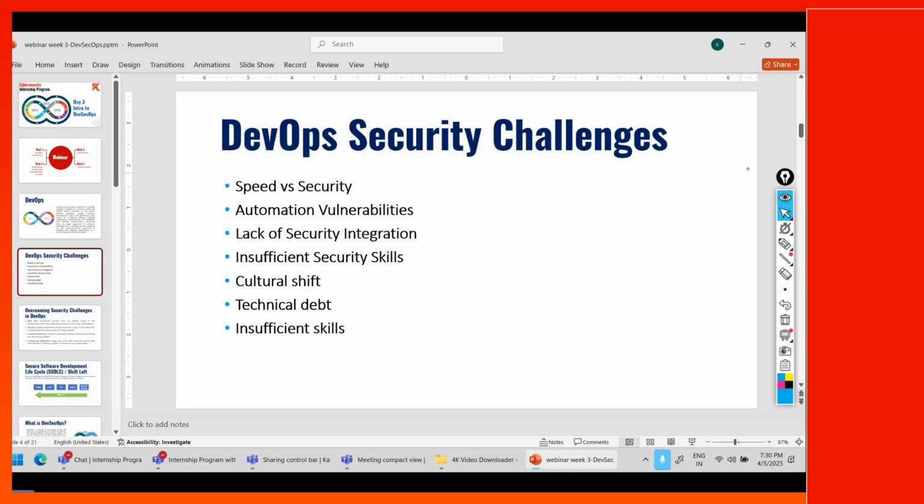Lack of security integration, right? So now when we're talking about pen testing, in the earlier stages of DevOps, it is not integrated with the DevOps part. So it is done separately. So again, it affects the DevOps automation pipeline and this kind of activity. Another point is insufficient security skill. This still is a major issue.